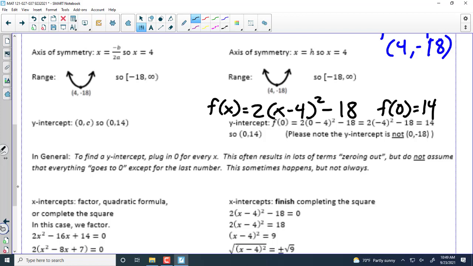Which means the drawback to this form that just spits out the vertex at you is it's harder to find the y-intercept. Because you can't just grab the number at the end. You actually have to plug in a 0 and crunch it out.